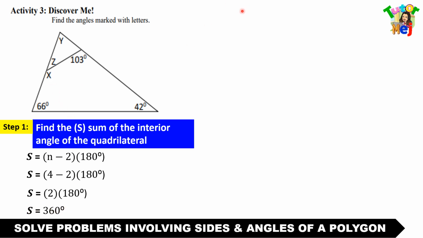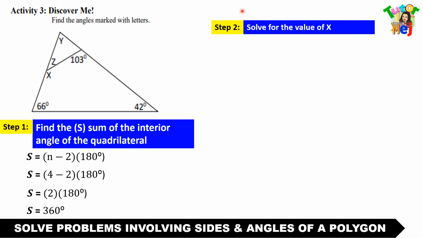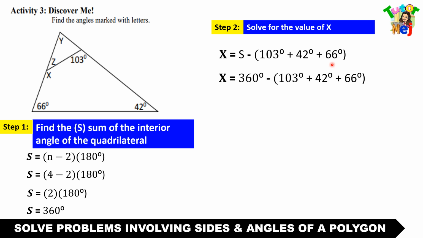Okay, so let's have now our step 2. So, sa step 2 natin, we have to solve for the value of x na. Okay, so ilagay natin x equals S minus the sum of 103, 42, and 66 degrees. Okay, so ilatag natin yung 360 degrees, then minus. Sulat lang din natin ulit yon. Ngayon, let us add up this part first. Okay, so we have positive 211, then dahil minus yon, syempre minus pa rin yung operation dito. Okay, so subtracting now 360 and 211, our x now is 149 degrees.